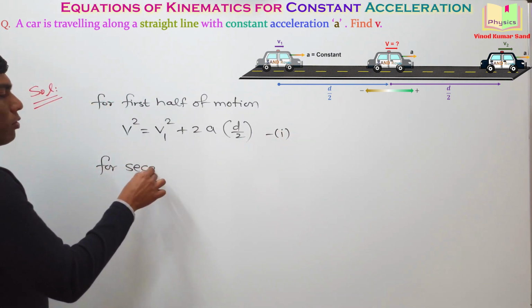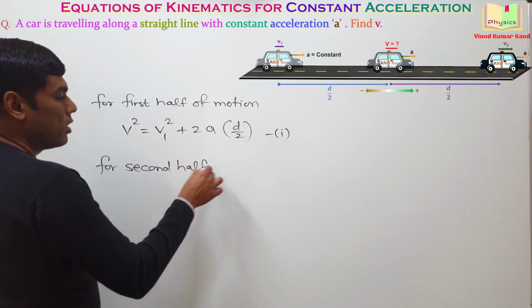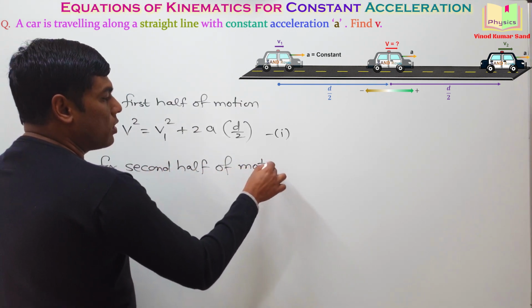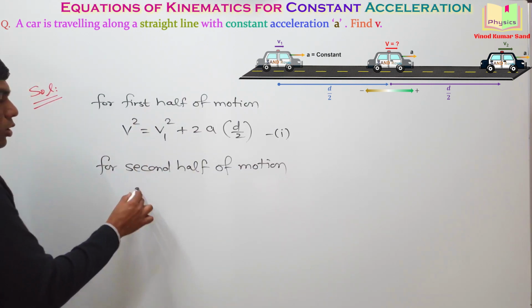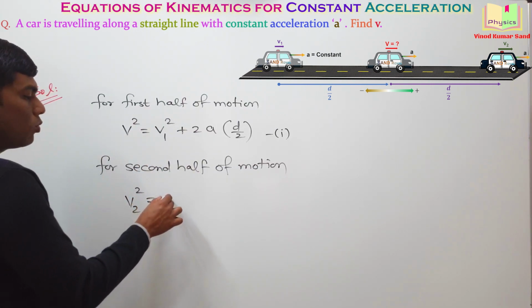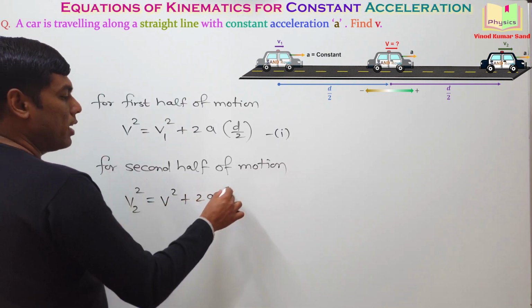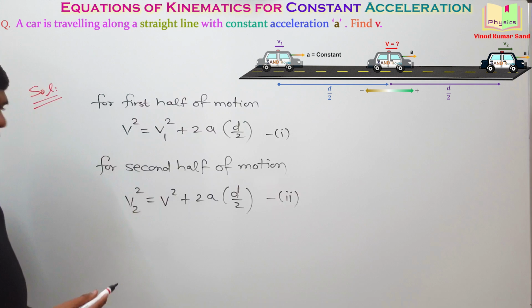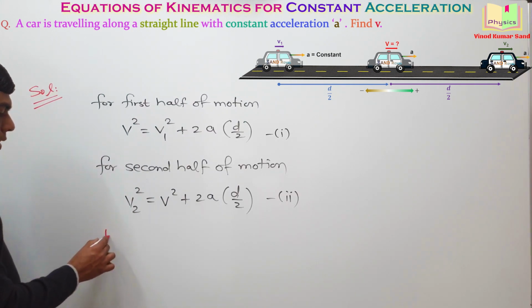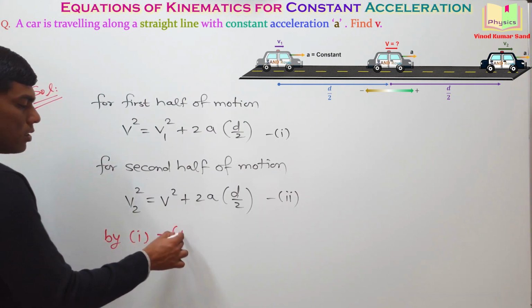For the second half of the motion, we can write a similar equation using the third equation of motion. We should write then v2 square is equal to v square plus 2a d by 2. Do you agree? Simple computations. I am subtracting these two equations.